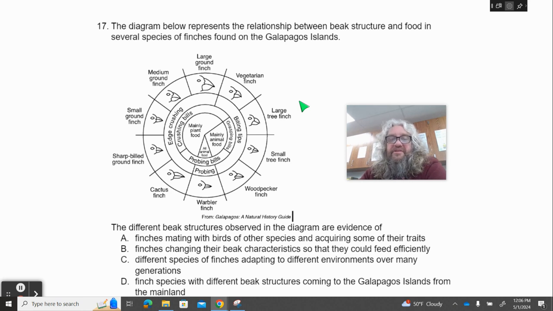The diagram below represents the relationship between beak structure and food in the several species of finches found on the Galapagos Island. The different beak structures observed in the diagram are evidence of A, finches mating with birds of other species and acquiring some of their traits, B, finches changing their beak characteristics so that they could feed efficiently, C, different species of finches adapting to different environments over many generations, D, finch species with different beak structures coming to the Galapagos Islands from the mainland.